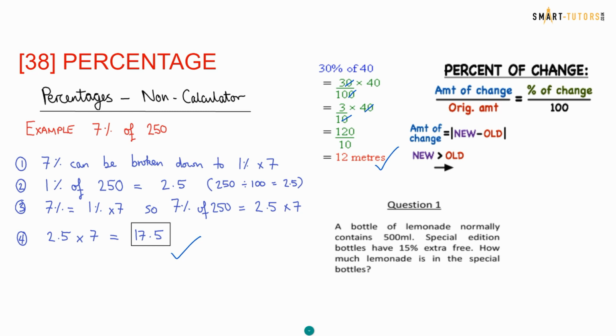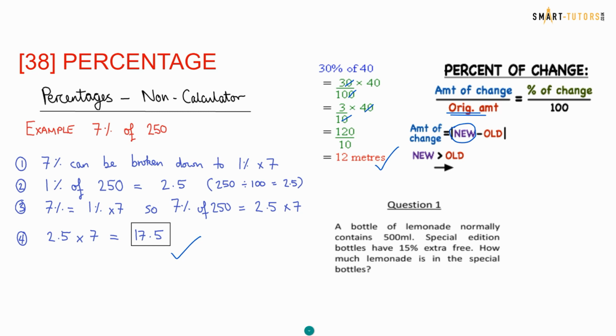Percentage change. Percentage change means amount of change over original amount times by 100. So you need to know amount of change is the new price take away the old price, always divide by the original price, right? So original amount times by 100 gives a percentage change.